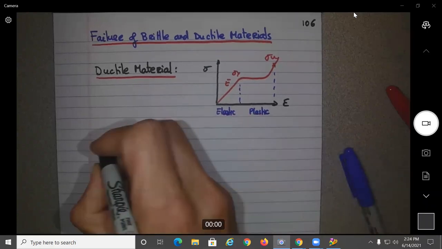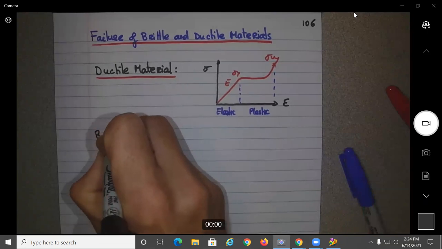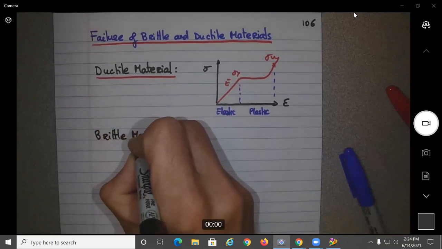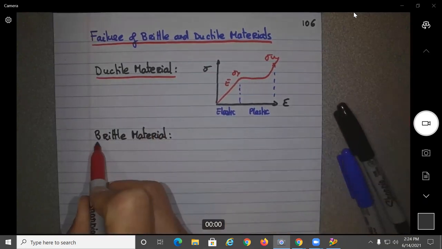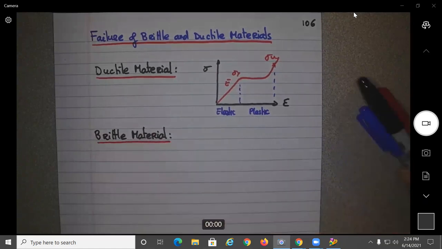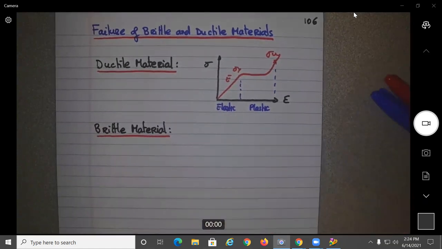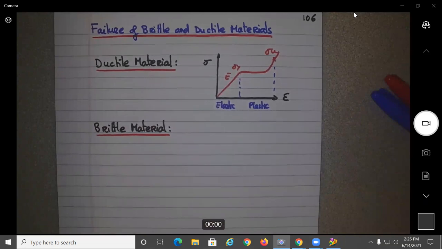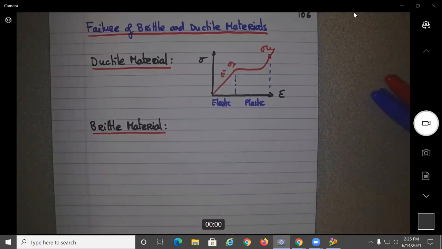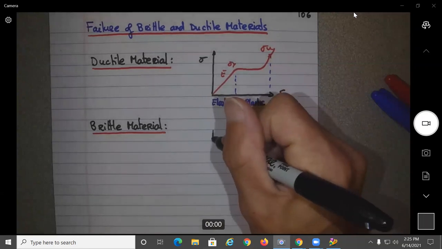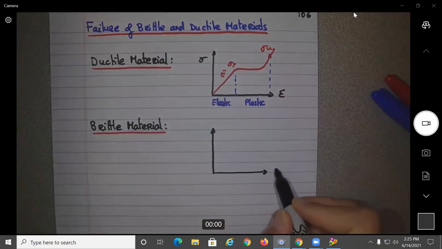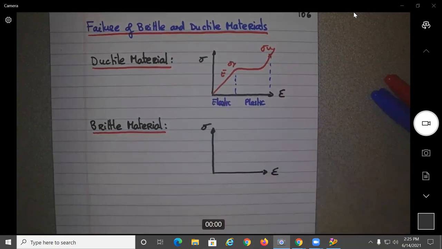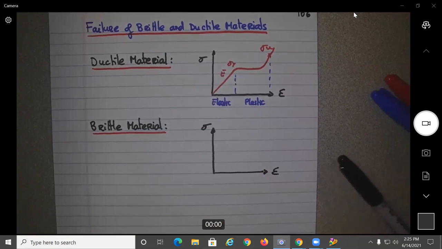Now, what is a brittle material? An example of ductile material will be aluminum. Most of the steels, not all of them, but most of the steels. In this case, an example of a brittle material, I believe the easiest one will be glass, or any ceramic.